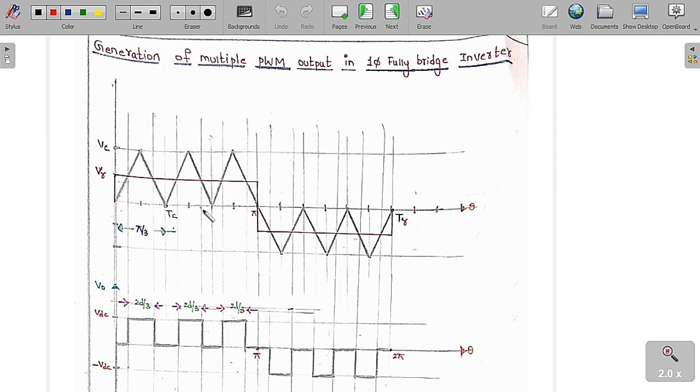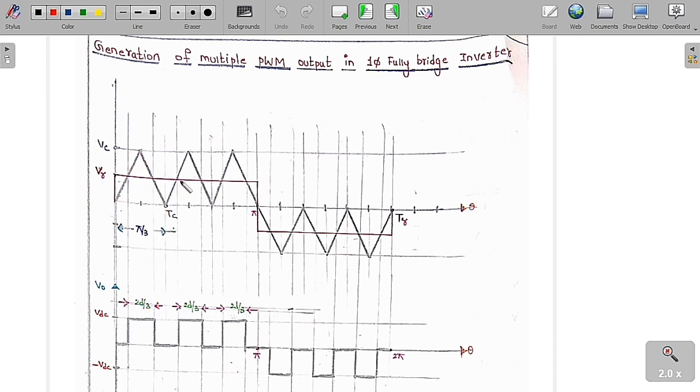Now you can see one clearly important point here. In this period, Vc of t is greater than Vr of t. Only in this period, Vc of t is greater than Vr of t. So in the positive half cycle, whenever Vc of t is greater than Vr of t, we are going to trigger S1, S2. So therefore, the output voltage is equal to plus VDC.